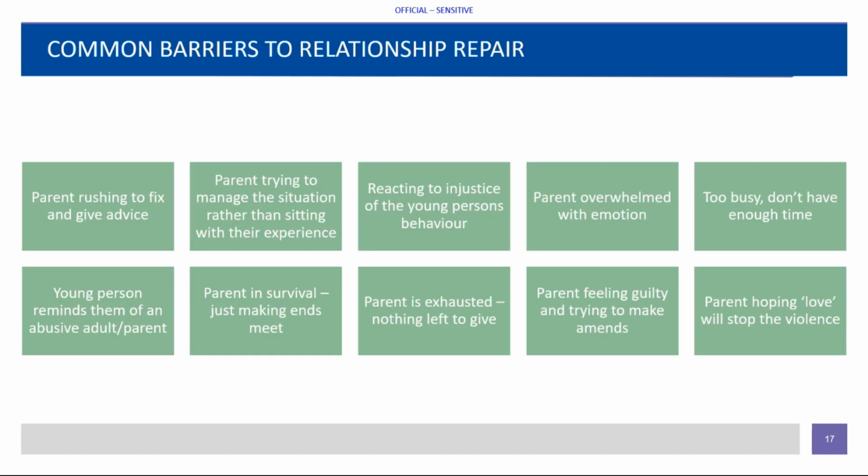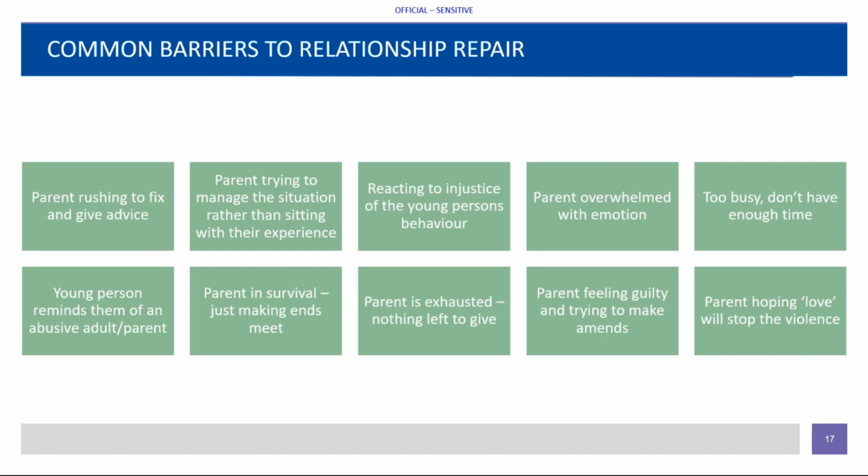Some of the common barriers that we see that can get in the way of attunement is a parent rushing to fix things or to give advice, that a parent is trying to manage the situation rather than sitting with their experience, reacting to an injustice of their young person's behaviour. A parent can often feel really overwhelmed and highly distressed with emotions. Parents can just be too busy or don't have enough time. If there's been multi-generational abuse and trauma, then the young person might remind the parent of their past experiences of abuse or partner violence. A lot of parents are just in survival and making ends meet, and will be exhausted and might not have more to give.